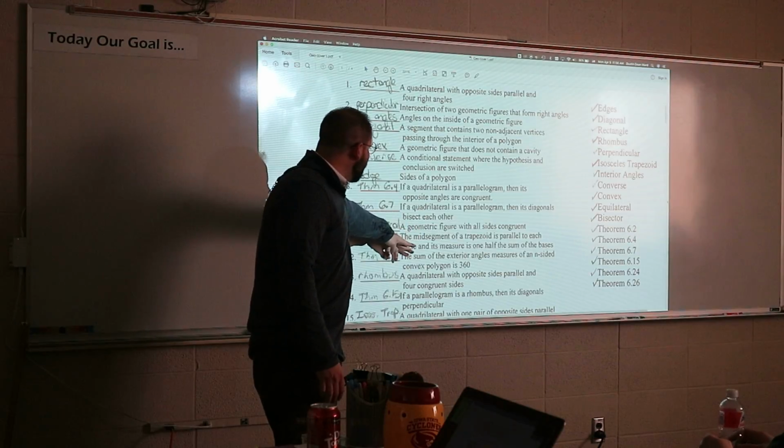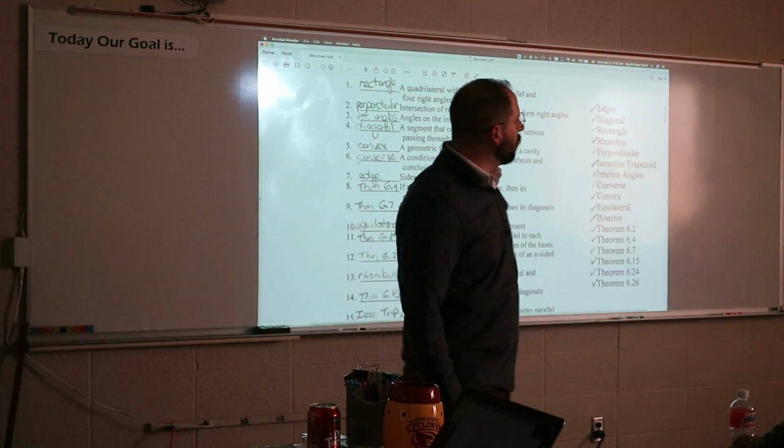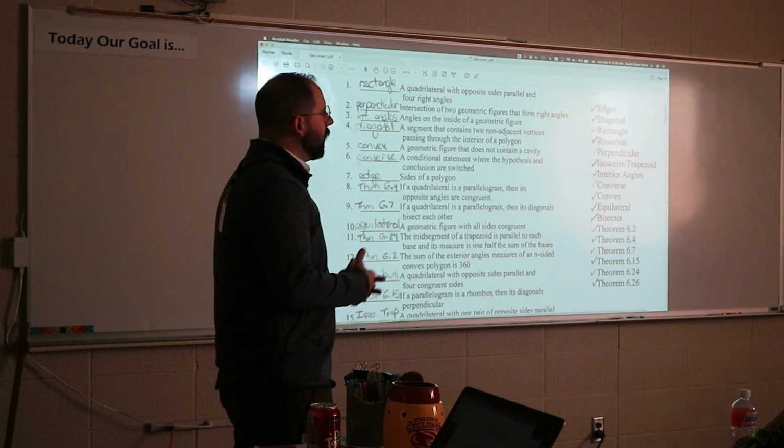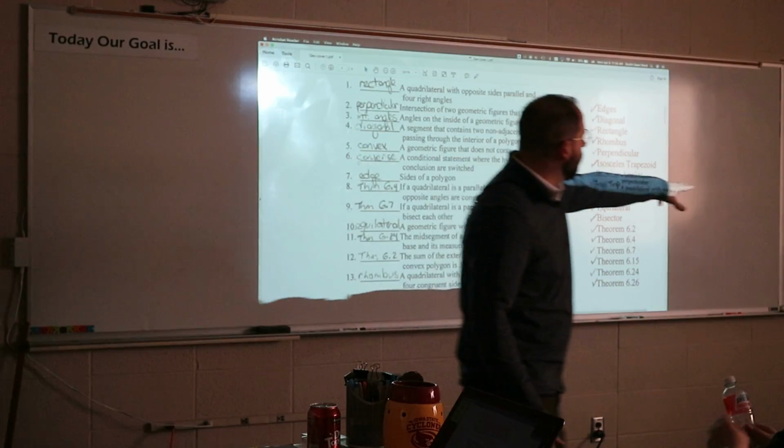6.2. The sum of the exterior angles has to be 360. That was 6.2. That's about any polygon. There's only three theorems about polygons that we've had. There was 6.1, which was the interior. We had exterior, which was that one. And then we had the one about the diagonals.